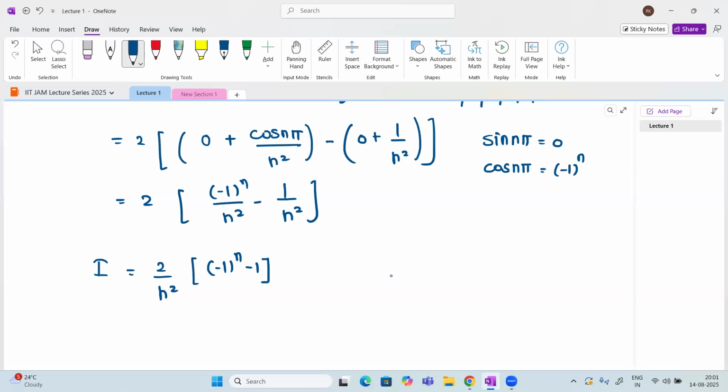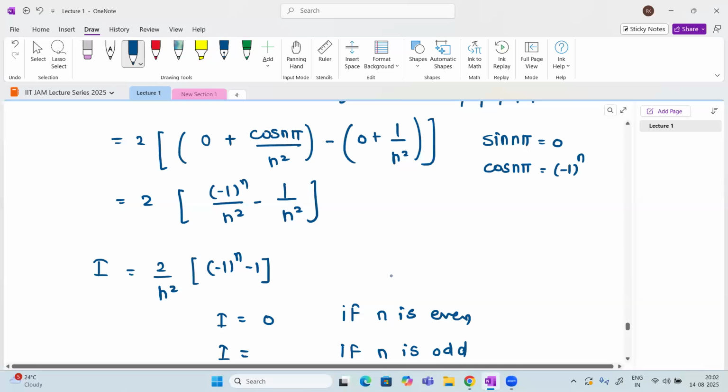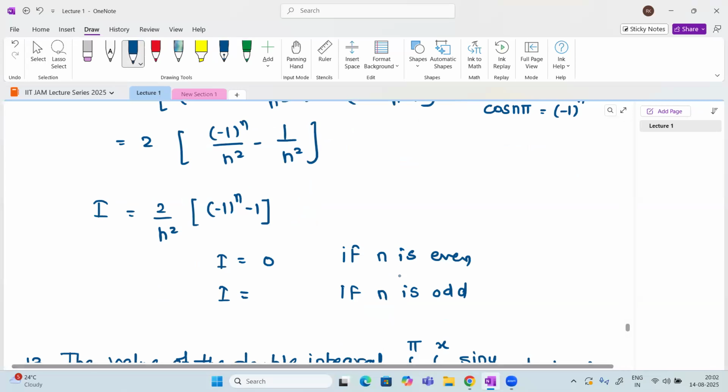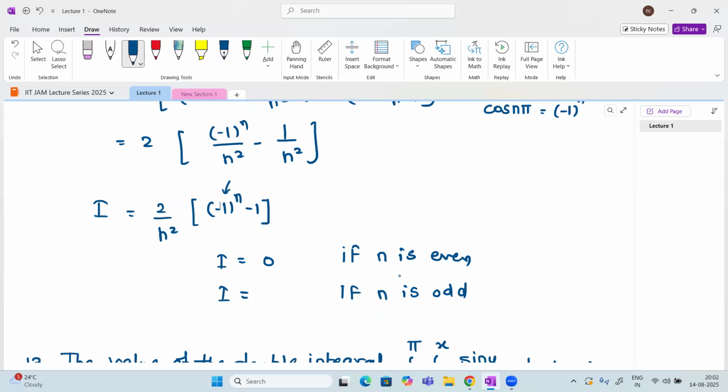Right? But see, the value of I depends on n. So there will be two possibilities: if n is even, and the second is if n is odd. What will be the value of I when n is even? 0. If n is even, the value of this term is 1, 1 minus 1, 0. And what will be the value of I if n is odd? It will be minus 1 if n is odd, minus 1 minus 1 is minus 2, 2 into minus 2, so minus 4 by n square.